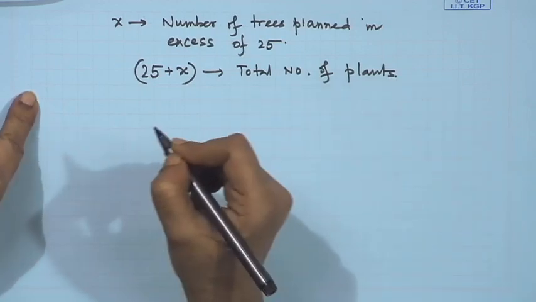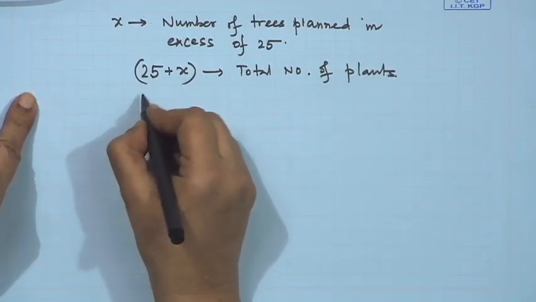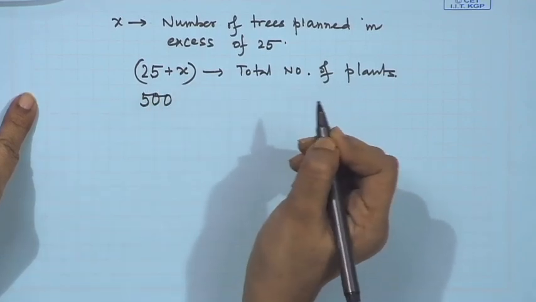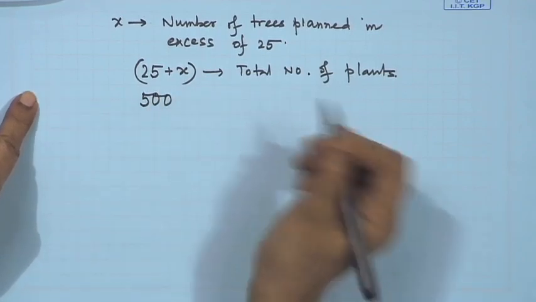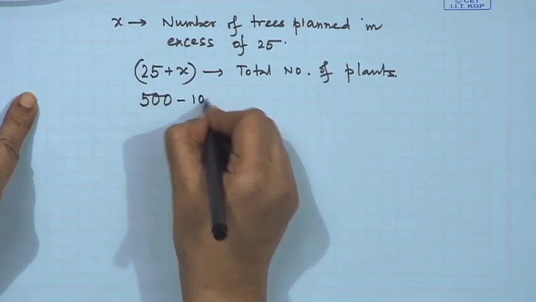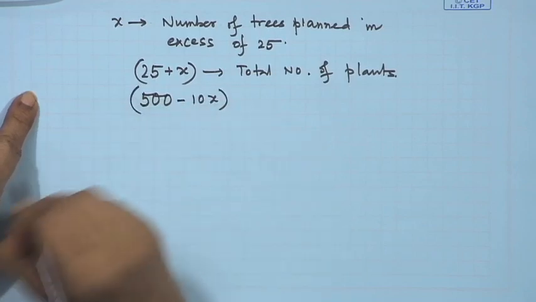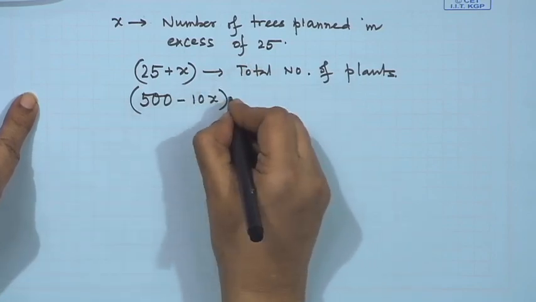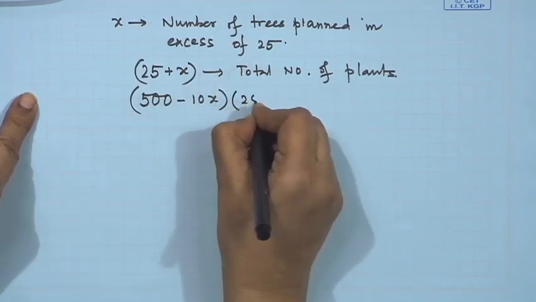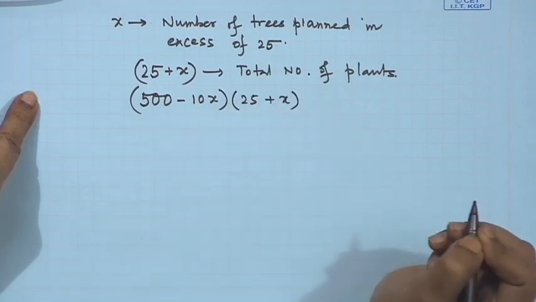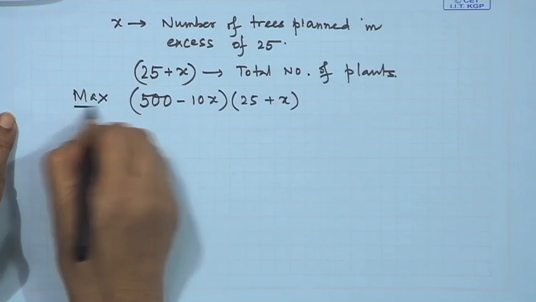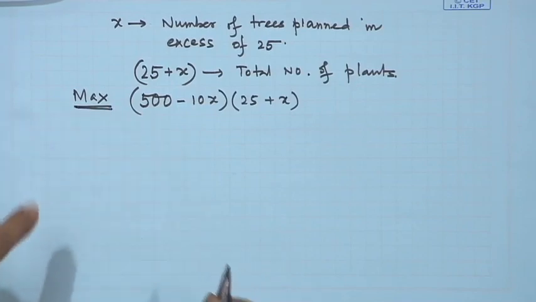Okay. Now, how much yield will I get? If it is normal, we will get 500 into 25 plus x, but this is not normal, there are x additional trees, that is why I will get 500 minus 10x, okay, and total yield would be this into 25 plus x. Now, I have to maximize this, this is my question, because I have to maximize the total yield, alright.